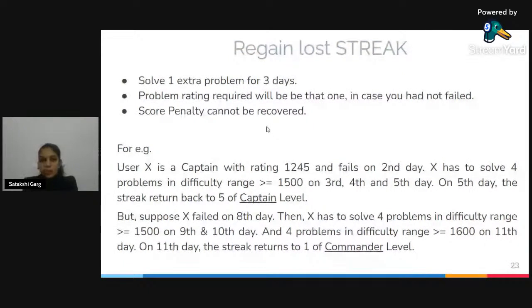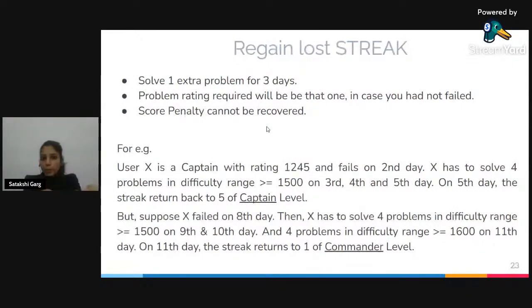To make it a bit clearer, I have given an example over here. Suppose you are a captain with the rating 1200, let's consider it 1200 by default, and the person fails on the second day. The person would solve problems of difficulty rating 1500, because the captain has to solve problems with difficulty rating plus 200, plus 300. The person will be solving problems of difficulty rating 1500 on the third, fourth, and fifth day. On the fifth day, the person gets a streak of 5 of captain's level. So that is how it happens.